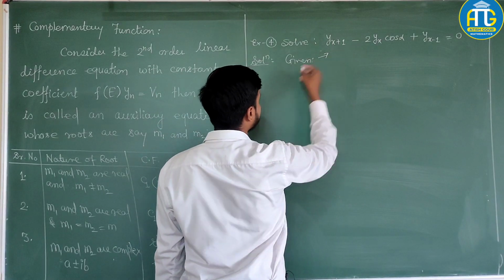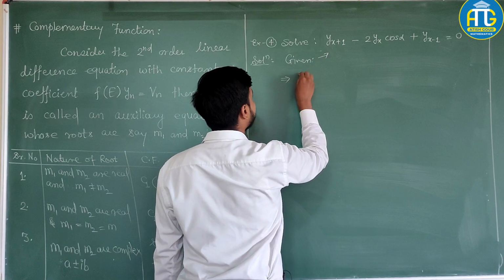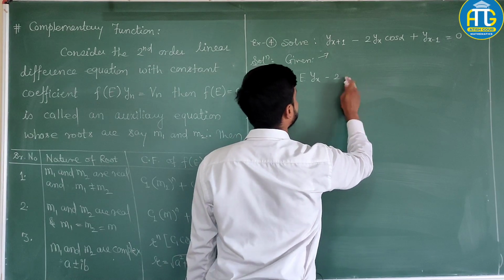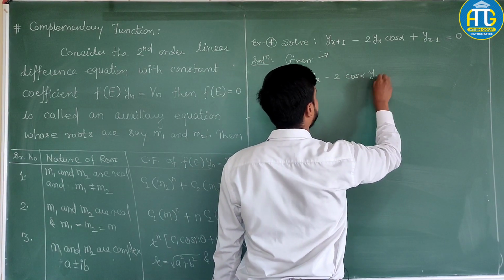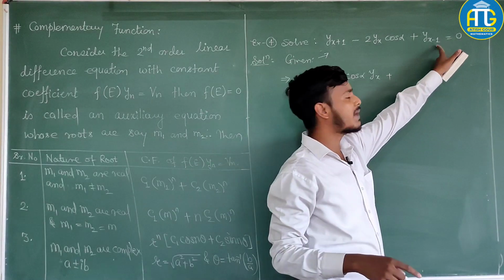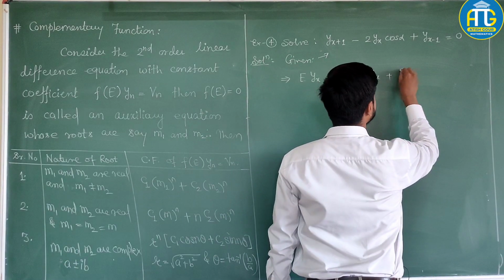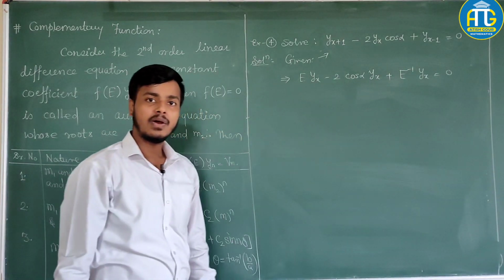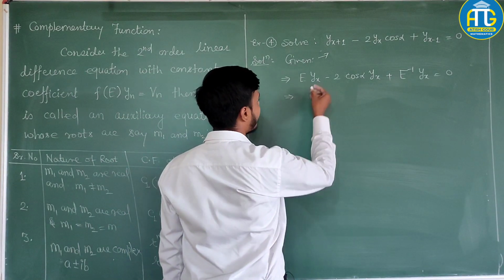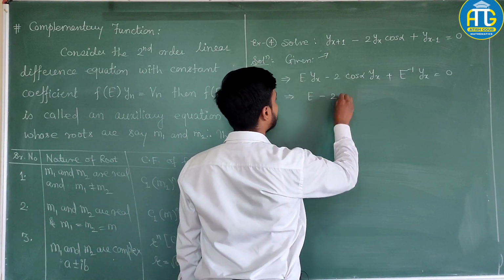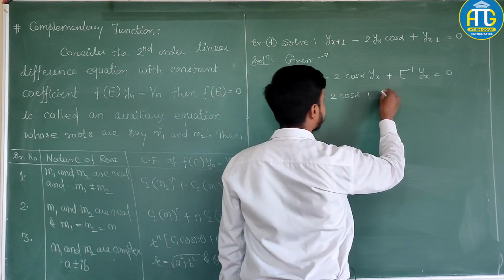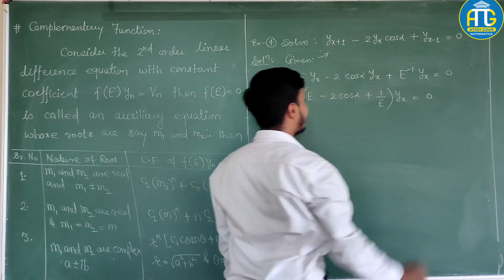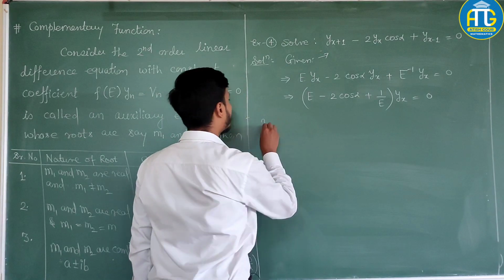So this is yx plus 1, this is given. Now I can write this one as E yx minus 2 cos alpha yx. Now as you can see here, the suffix is minus 1, so I can write it as E power minus 1 yx is equal to 0. Now collect the terms of yx. So this is E minus 2 cos alpha plus this E can be written as 1 upon E, yx.